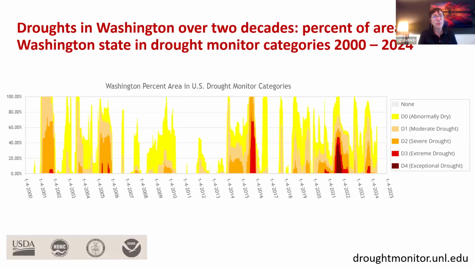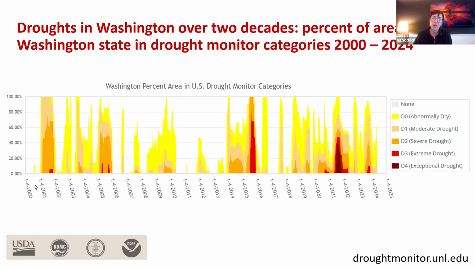So droughts are not something new to Washington. This is a graph showing the past 25 years, essentially. And this graph is illustrating the percent of area in Washington state that falls into these different drought monitor categories. And those range from none to abnormally dry all the way up to exceptional drought. On the y-axis here, we have the percent of the area across the state, and on the x-axis, we have our years. So you can see almost every year or every couple of years, we see at least a good proportion of Washington in a drought, at least an abnormally dry year or a moderate drought.